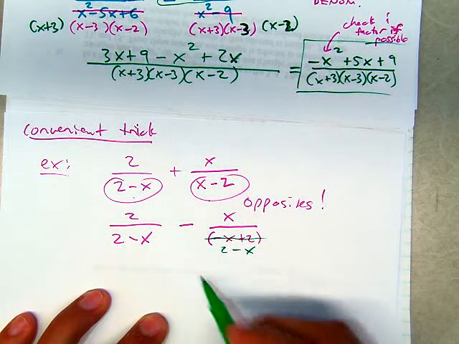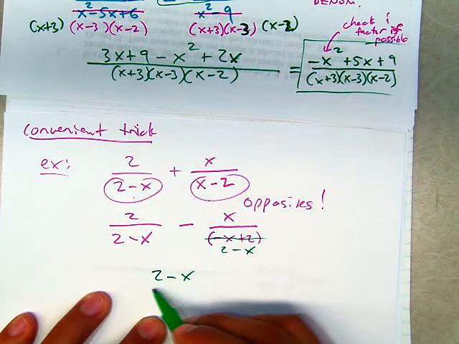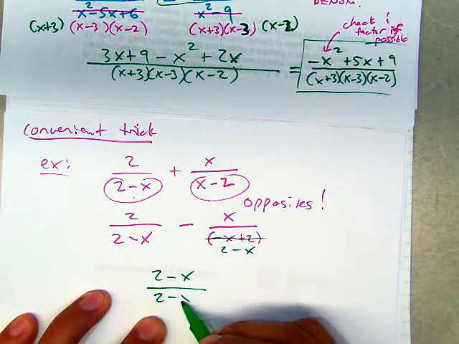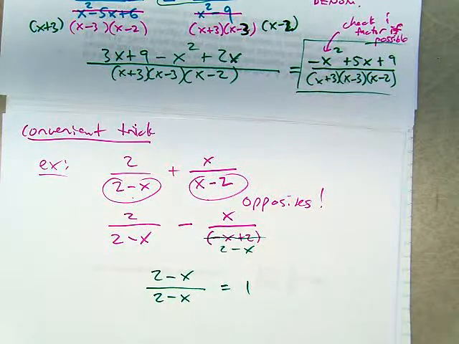What do we get in the numerator? And then the denominator is already 2 minus x. So in this case, the answer is 1. Because they're the same, right?